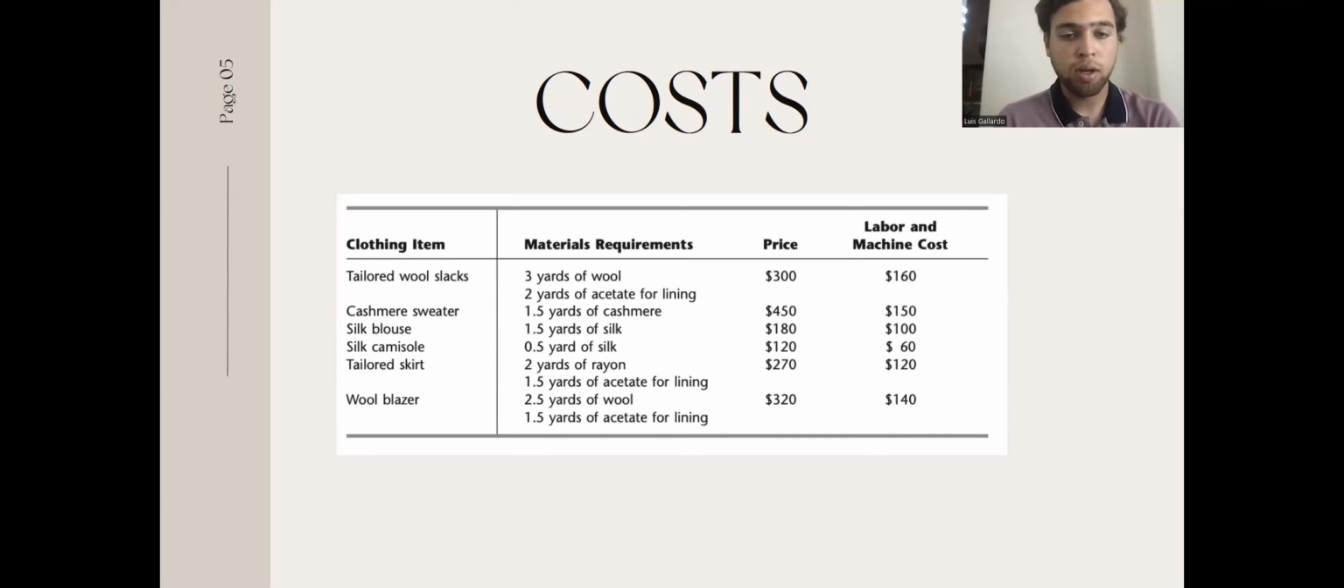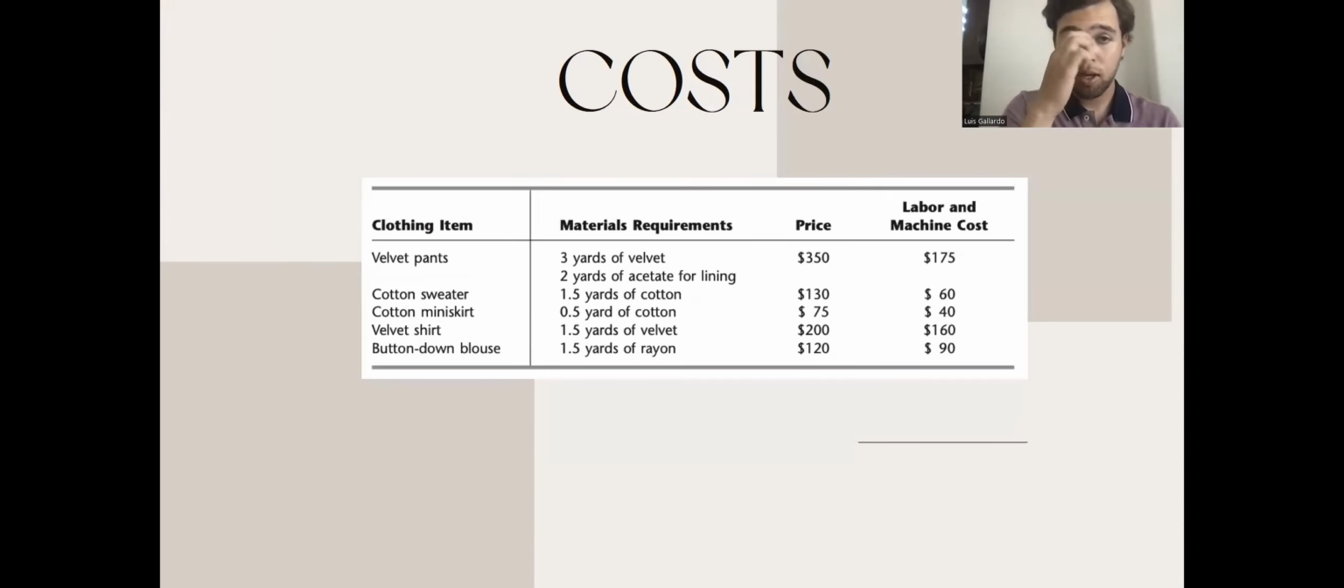Next is the tailored skirt, which requires 2 yards of rayon, with a price of $270 and $120 for the labor and machine cost. Last but not least for this group, the wool blazer requires 2.5 yards of wool and 1.5 yards of acetate for lining, with a material price of $220 and a labor and machine cost of $140. Next are the velvet pants, which require 2 yards of velvet and 2 yards of acetate for lining, a price of $350 and $175 for the labor and machine cost.